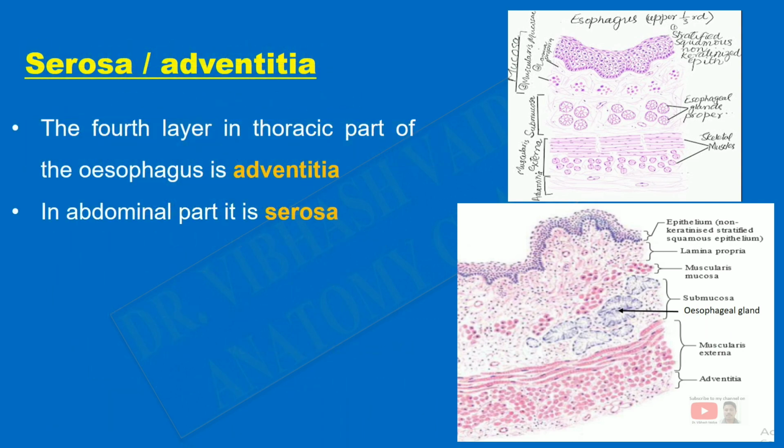Now the fourth layer, that is known as the serosa or adventitia. Here we can see the most outer part of this esophagus, and this fourth layer in the thoracic part of the esophagus is known as the adventitia, and in the abdominal part of the esophagus it is known as the serosa. That is the histology of the esophagus. I hope all of you understood the topic. Thank you for watching.